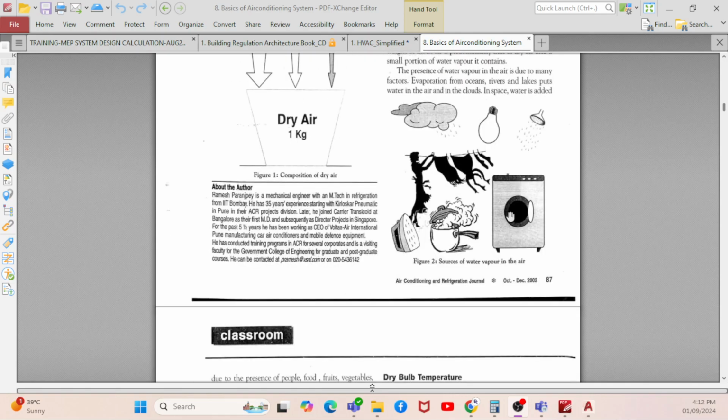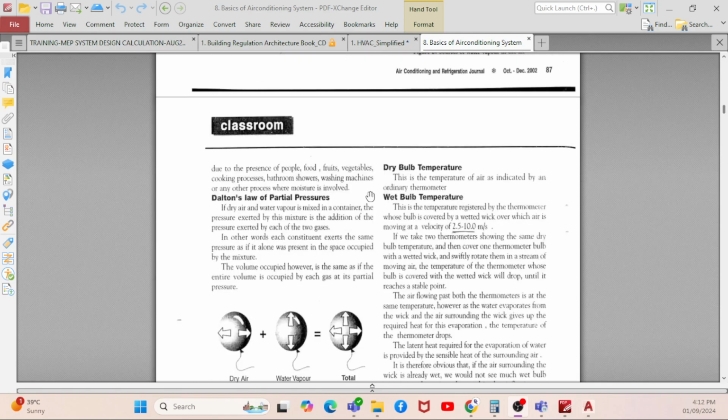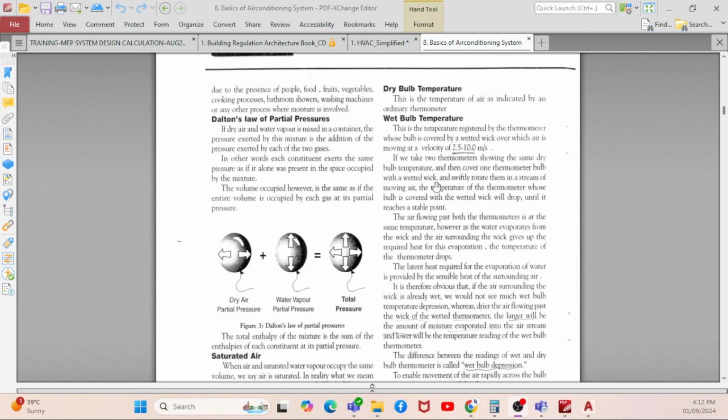Clear, right? Now you can talk about dry bulb temperature. Whenever you are in HVAC, you have to understand what dry bulb temperature is. Dry bulb temperature is directly indicated by an ordinary thermometer. With the wet bulb temperature, you can understand how much moisture is in the particular air. So how will you find out the wet bulb temperature?